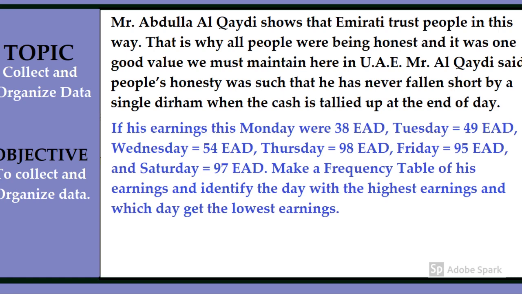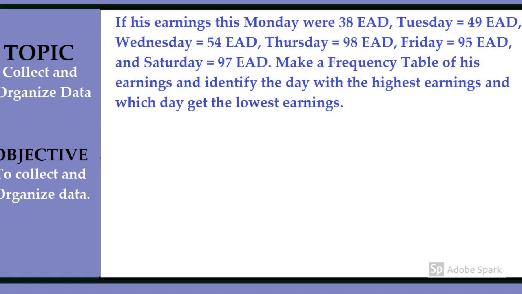So, let us make an example for his earnings so that we can make a frequency table again. So, if his earnings this Monday were 38 dirhams, Tuesday 49, Wednesday 54, Thursday 98, Friday 95, and Saturday 97 dirhams. We are going to make a frequency table of his earnings and identify the day with the highest earning and which day gets the lowest. Okay?